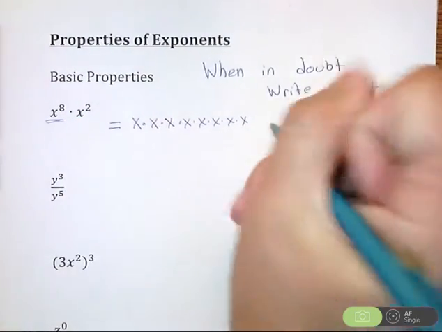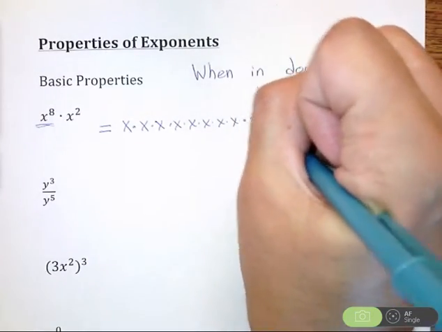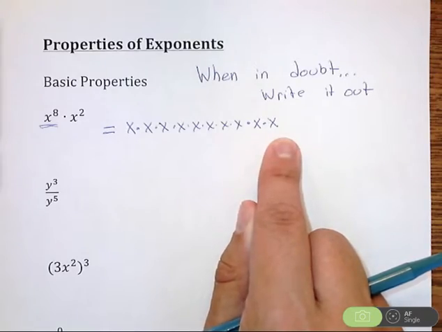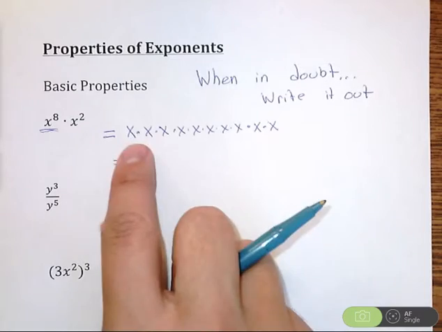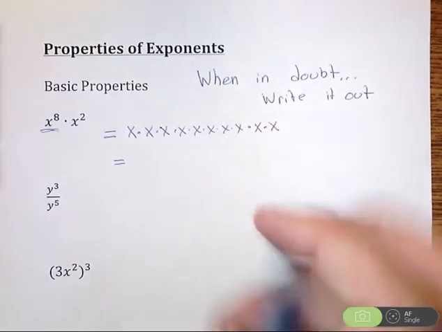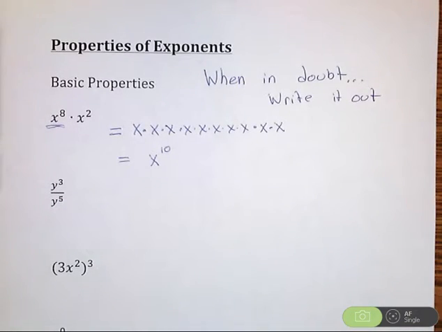And I have to multiply that by x squared. Well, x squared would be just x times x. So here's what I mean by writing it all out. Now, how is that useful for us is we can condense this back down by counting up all the x's there. So I have 1, 2, 3, 4, 5, 6, 7, 8, 9, 10 x's. So that is x to the 10th power. So that's what I mean by writing it out.